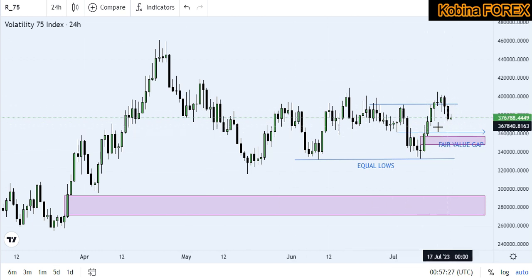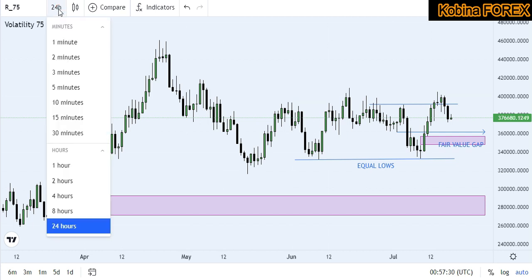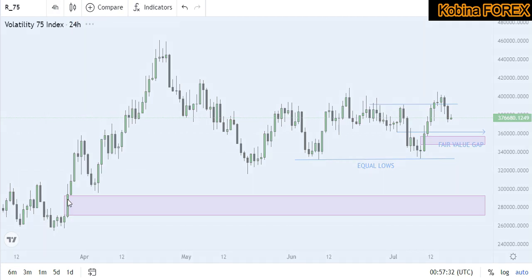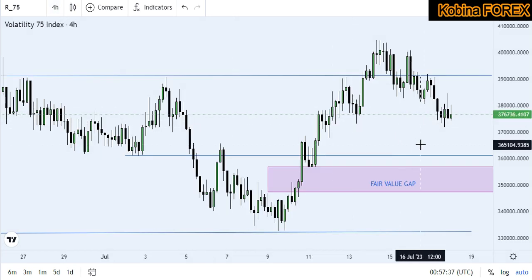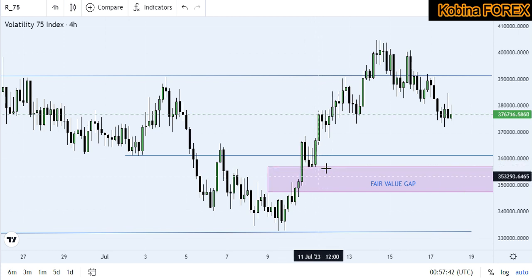So now you have to filter. Let's go down to the 4-hour time frame. Okay, so the 4-hour time frame is cool. So look at where the fair value gap begins. Okay, so we are looking at price here.